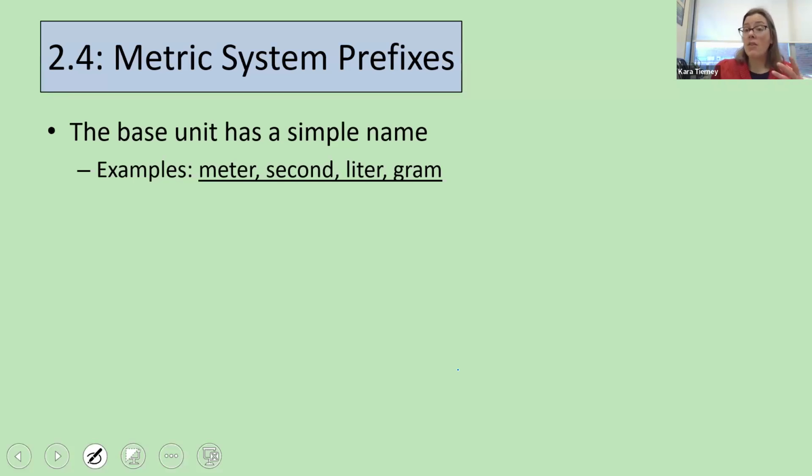Now let's say we take the meter. So the meter is about the length of a yard. If I'm measuring the length of, let's say, a paper clip, that's pretty small, right? Using a unit that's much, much bigger than the object I'm measuring doesn't make much sense. So I'm going to want a much smaller unit. I can make the unit smaller by adding a prefix.